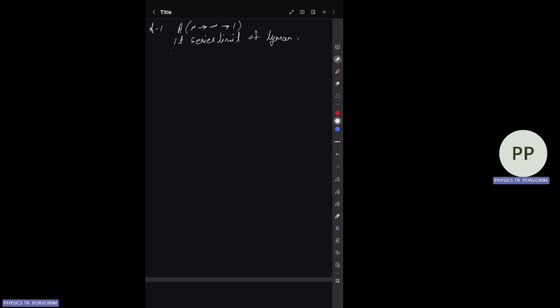Then B is landing from n equal to 5 to 2, so it is the third line of Balmer. And C is landing from 5 to 3, so it is the second line of Paschen. So the correct option is C. Okay, so option C is correct.